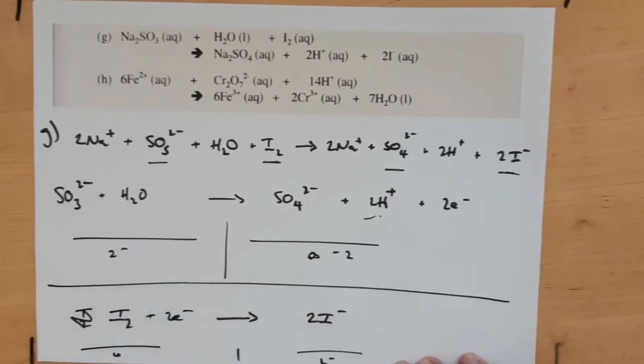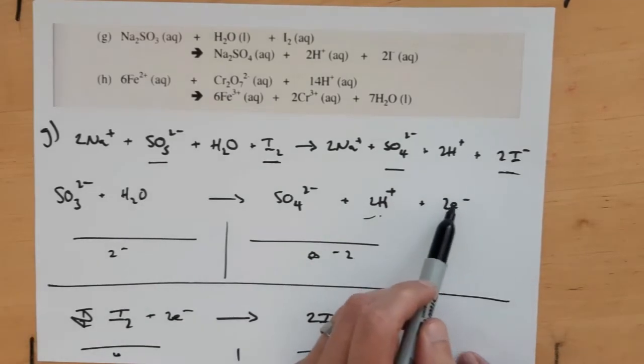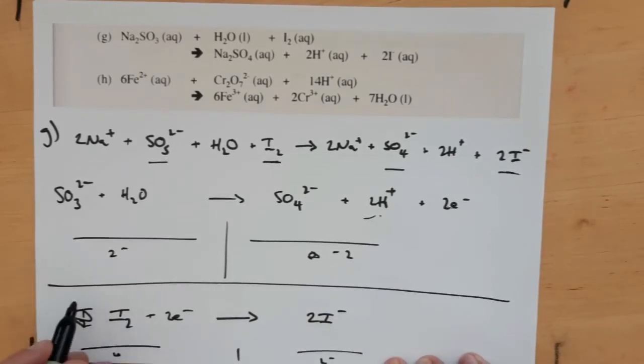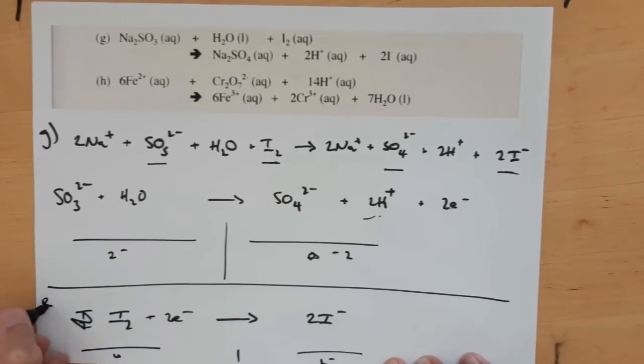So we add 2 negative electrons, which are these electrons here. These electrons have left this, and now they're being taken in by the iodine molecule here. Because of this, we say that this iodine is being reduced. So this is the reduction equation. This is reduction. And this is the oxidation equation.